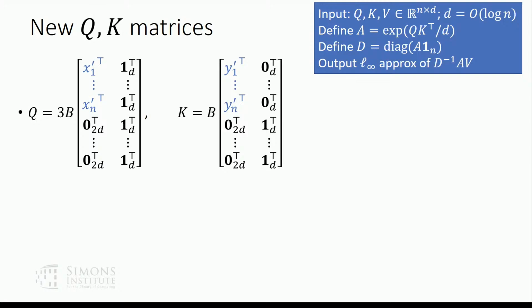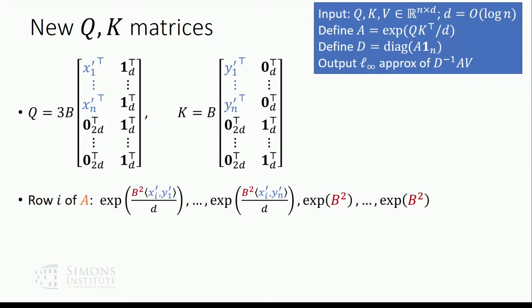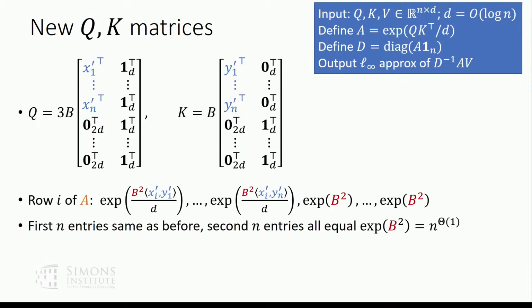What's the point of this? Well, now if you look at the ith row of the attention matrix, the first n of the entries are exactly the same as what they were before. These ones and zeros don't impact the first n columns of the attention matrix at all. But the second n columns are all the same number, exponential of b squared, because they're just inner products of ones and ones.